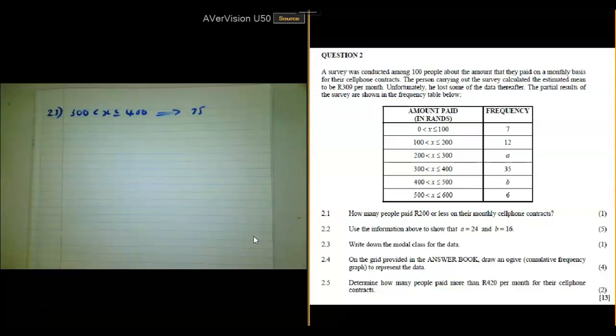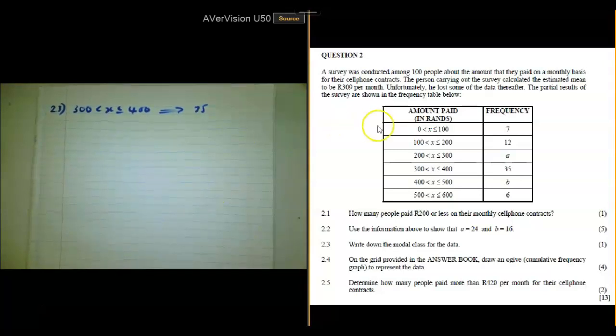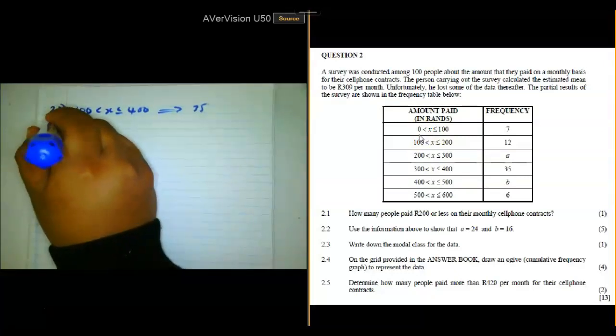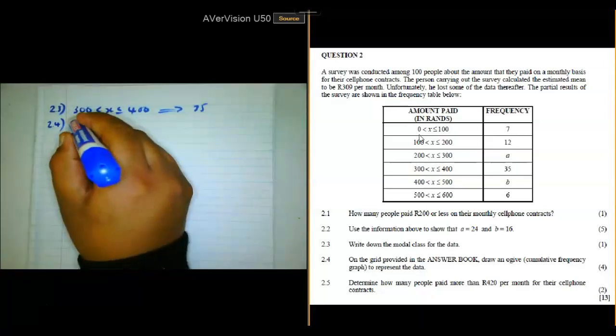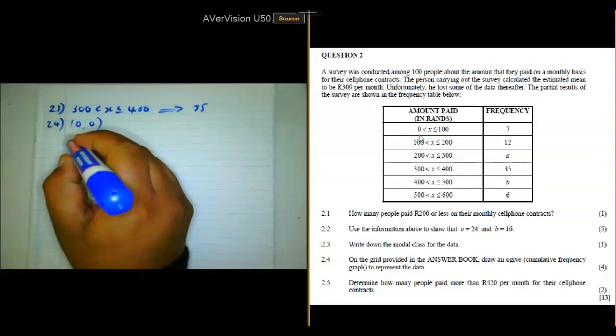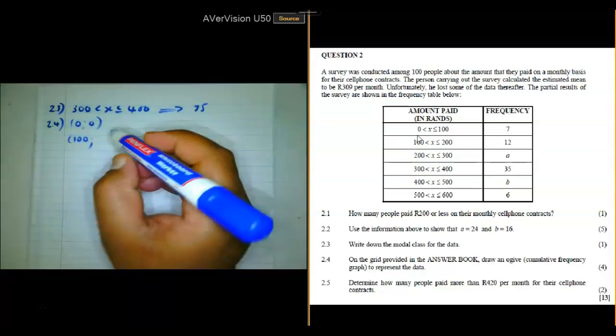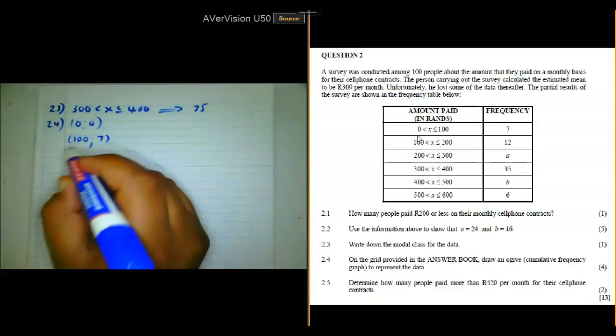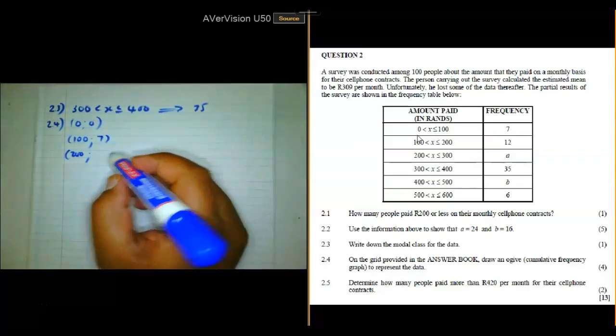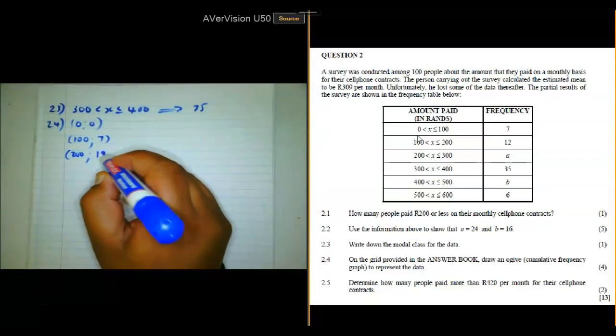The thing about your graph that you need to understand is that you are using an accumulation of the frequencies that you have in your data set. So you will start with your grounding point. I'm first going to show you how to set up your coordinates, and then I'll show you what your graph should look like. So for 2.4, your grounding point will be 0 and 0, and the next one will be at 100 and 7. At 200 is an accumulation of 7 and 12, that's 19.